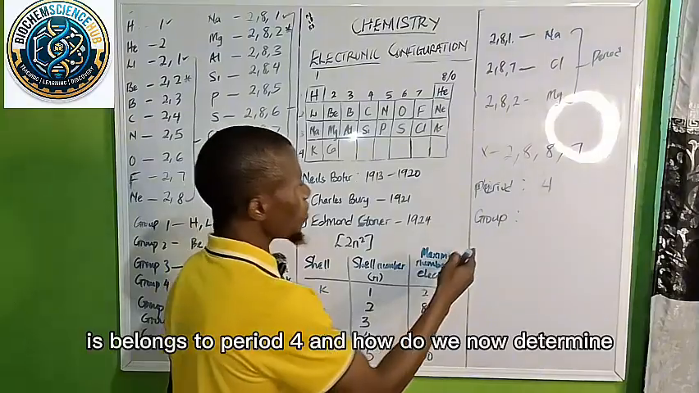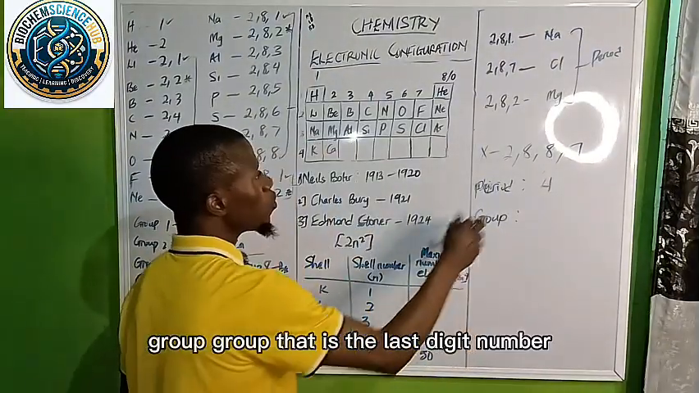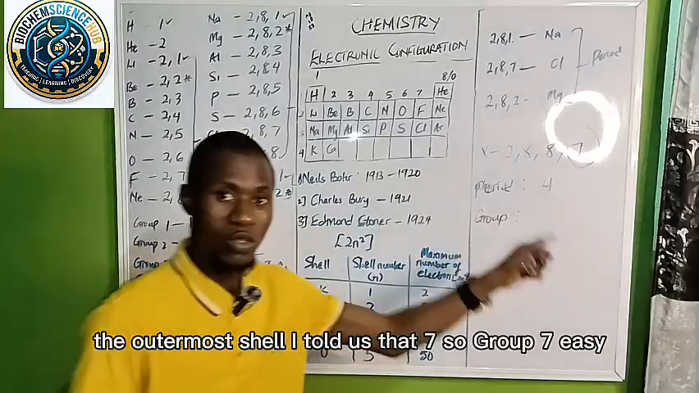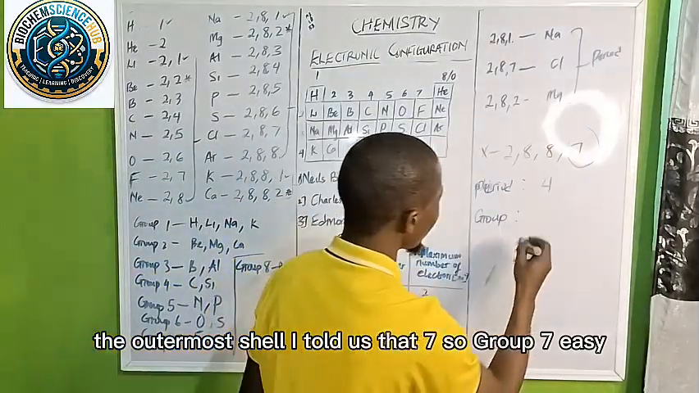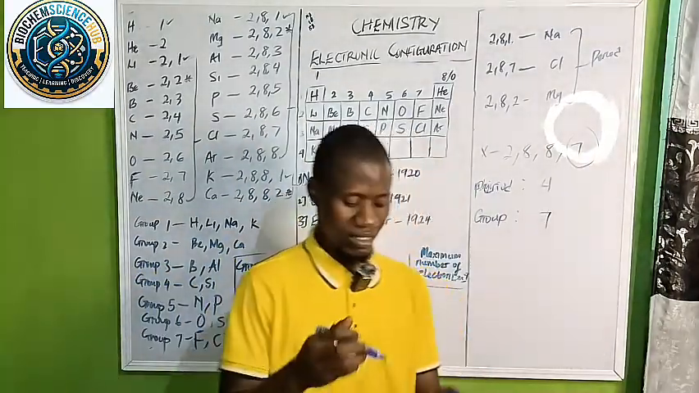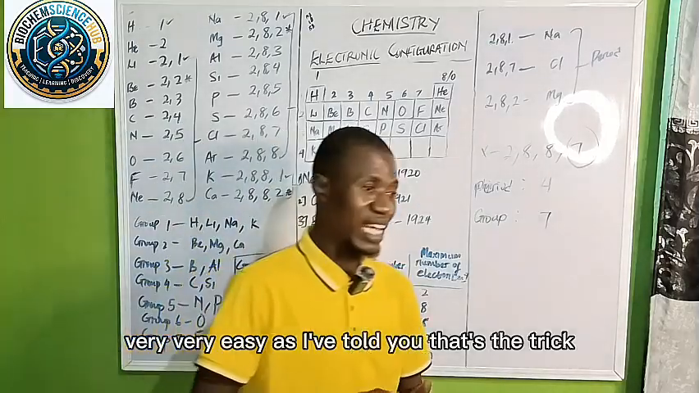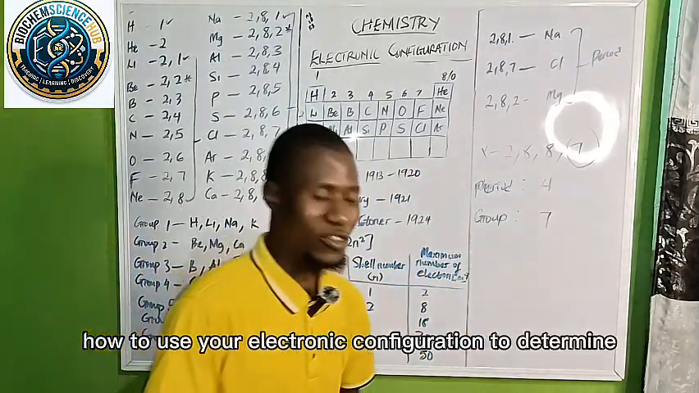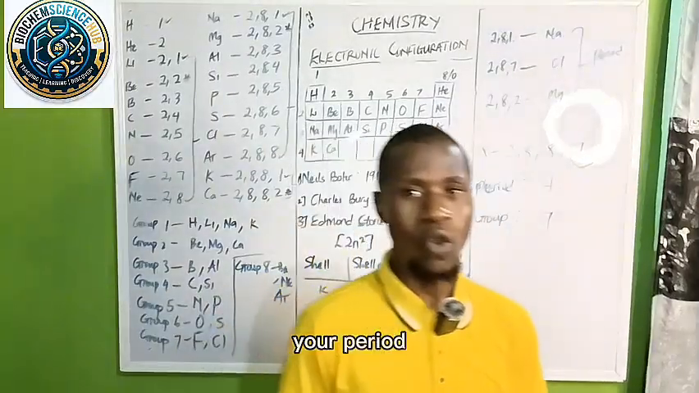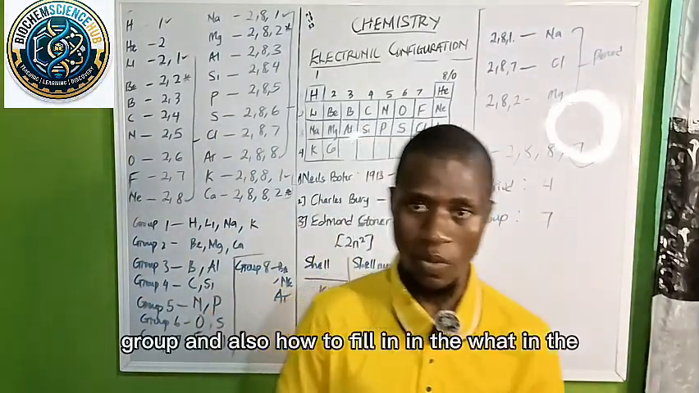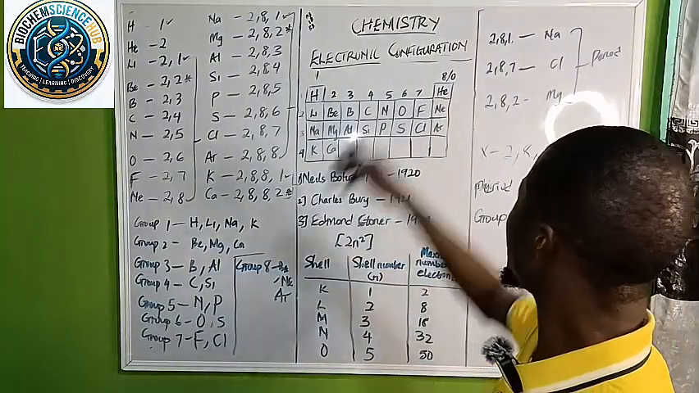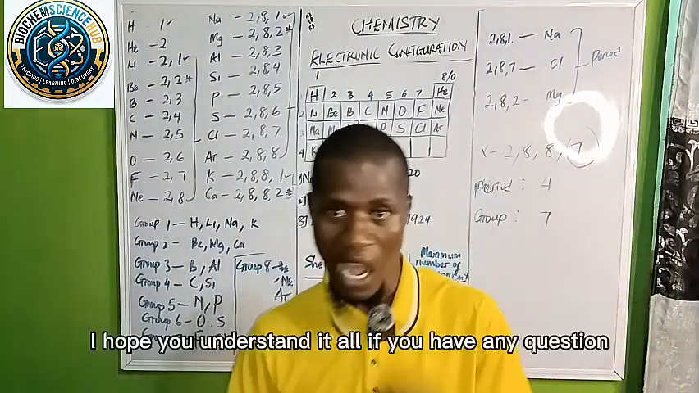And how do we now determine the group? Group is the last digit, the outermost shell. That is 7. So group 7. Easy. Very, very easy. As I've told you, that's the trick on how to use your electronic configuration to determine your period and group, and also how to fill in the periodic table. I hope you understand it.